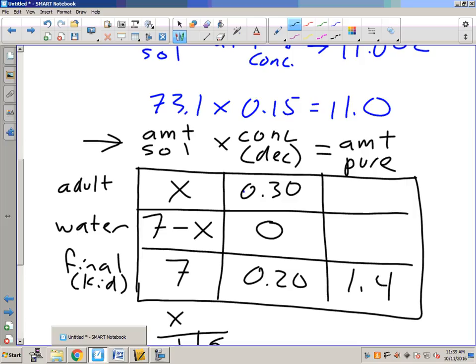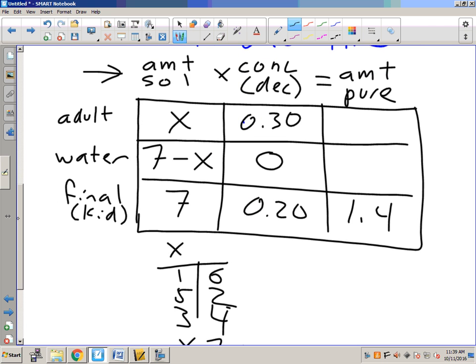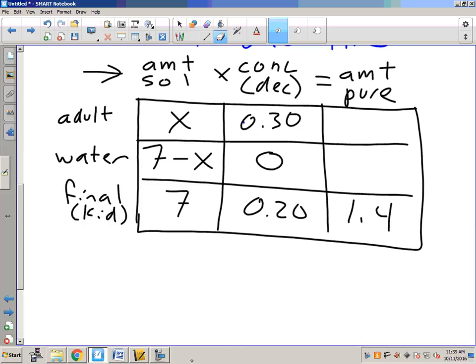Now if you prefer to do it with X and Y, you can. You're just going to end up with a system of equations, but you can handle that. All right. Now we can fill out the last 2 blank cells in our table. What's this going to be, the amount of pure for the adult stuff? 0.3x. And 7 minus x times 0 is 0. Cool.